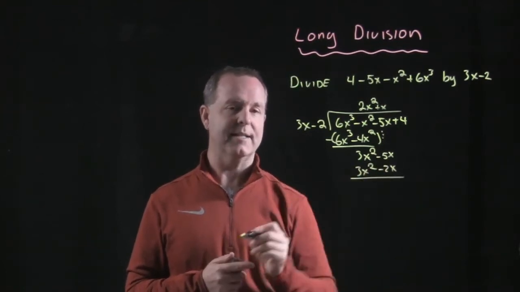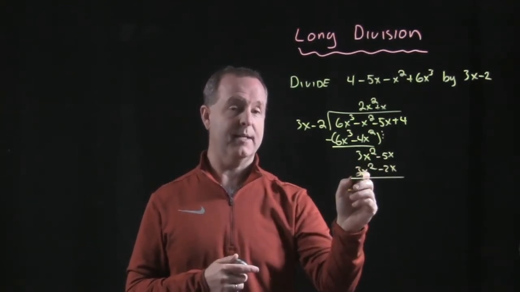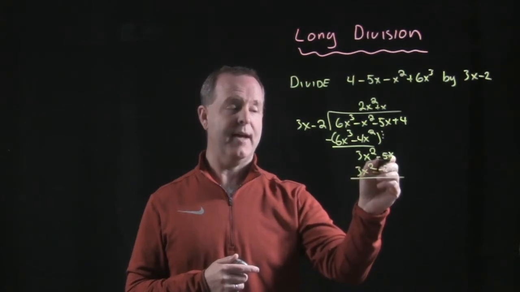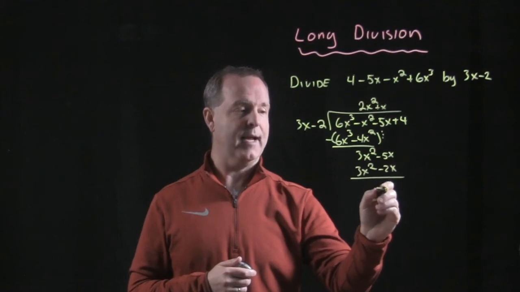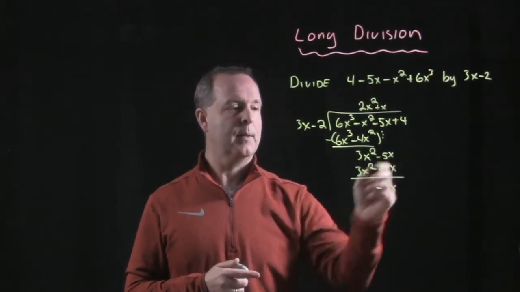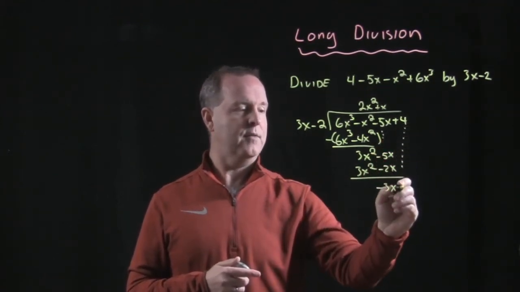Again, I'm subtracting these entire terms. So 3x squared minus 3x squared is 0. Minus 5x minus a negative 2x makes that a negative 3x. Drop down the plus 4.